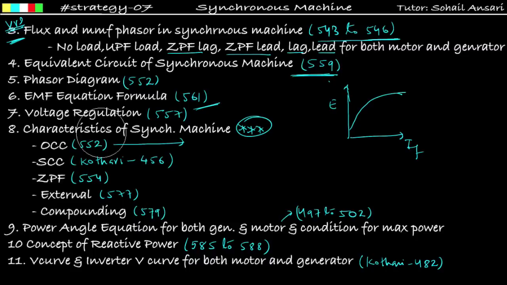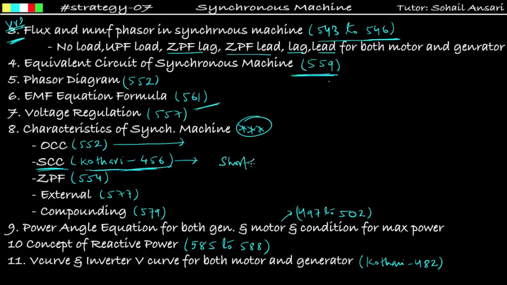But the SCC, that is the short circuit characteristics, we will find only in synchronous machine, and the concept has been given in Kothari. This is the DP Kothari page number 456. This is not the PS Bhimra page number. In PS Bhimra, short circuit characteristics is not given up to that level. That's why I am telling you to go through DP Kothari page number 456. You will get the concept of short circuit characteristics as well as the concept of short circuit ratio. This is very important. Short circuit ratio, SCR. Okay, so study from there.